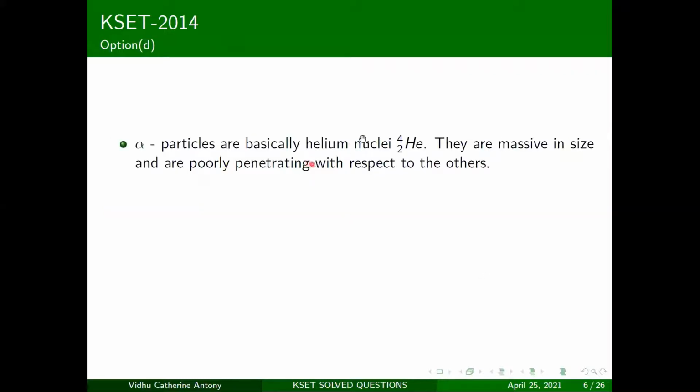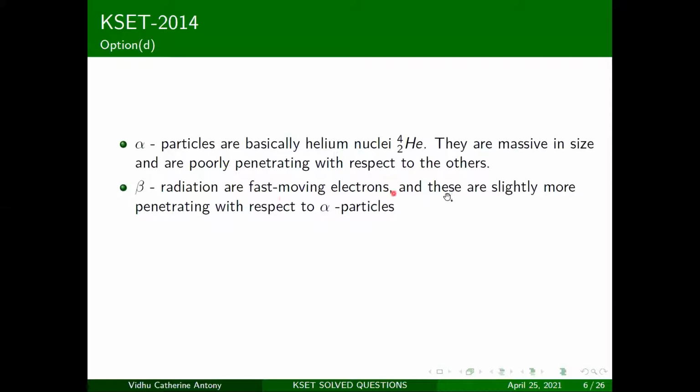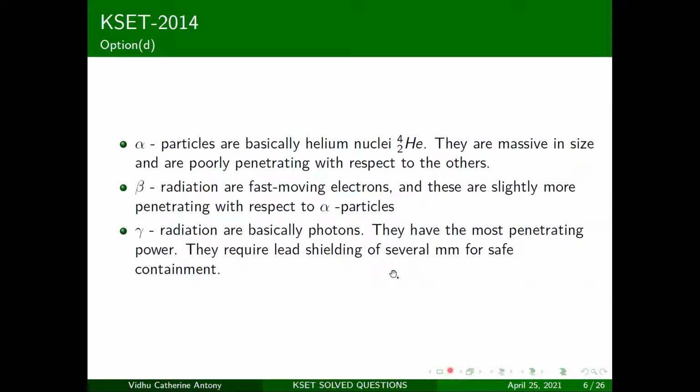Alpha particles are basically your helium nuclei, so they are quite heavy as compared to your electrons, which are beta rays, or gamma rays, which are photons. Beta radiation are fast moving electrons, so they are slightly more penetrating than alpha particles because they are lighter. And gamma rays are basically photons, so they have the most penetrating power. If you want to shield gamma rays, you require a lead shielding of about the order of millimeters, that's like 10 to the power of -3 meters, to contain them.